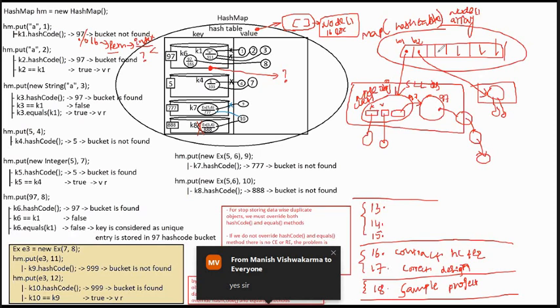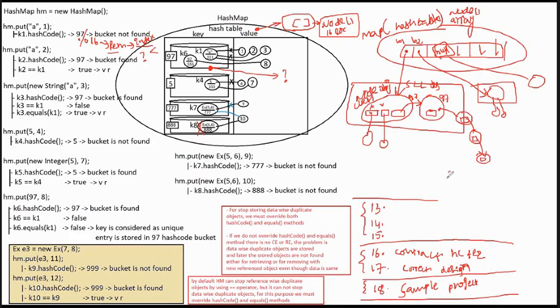At this index number, if the value is null, that means the bucket is found or not found? Bucket not found means a new bucket is created, meaning a new node array object is created. Otherwise: first node, compare with the key. Second node, compare with the key. Third node, fourth node, fifth node, compare with the key. If all the keys are found not equal, then a new node object is created, the key and value are stored, and this new node is linked to the previous node.